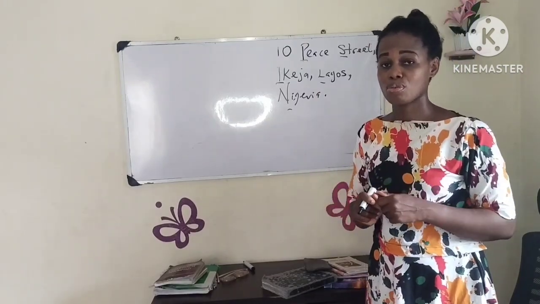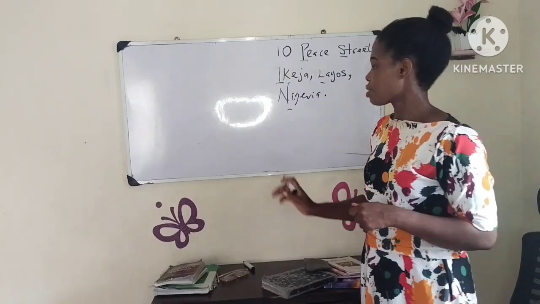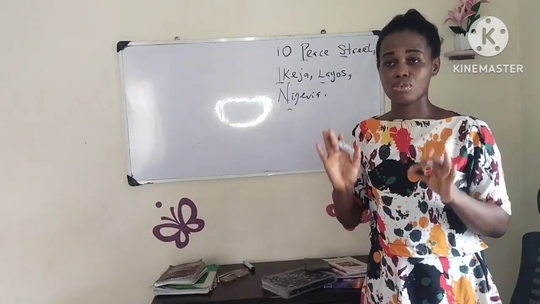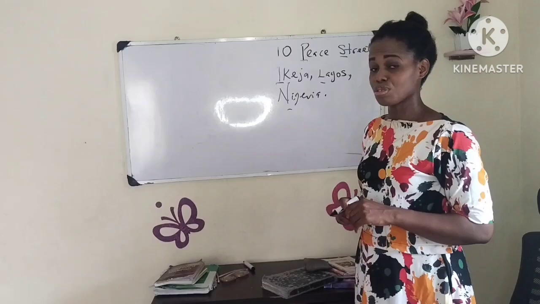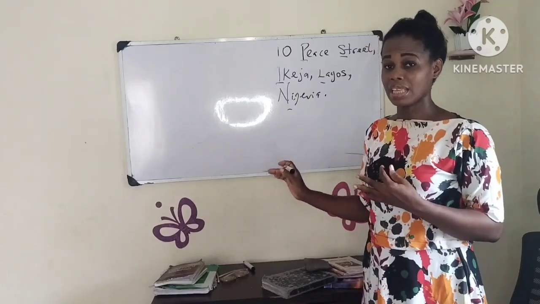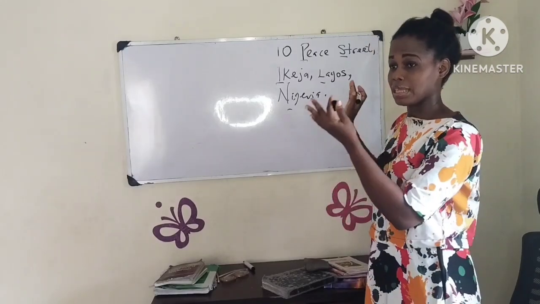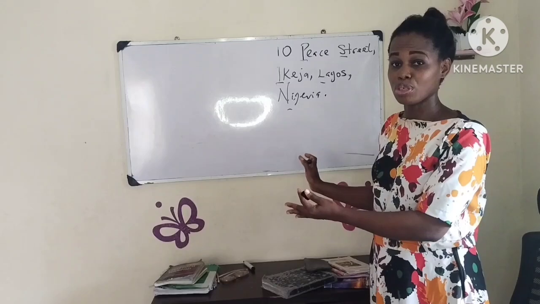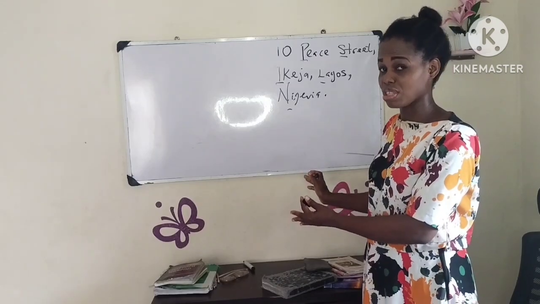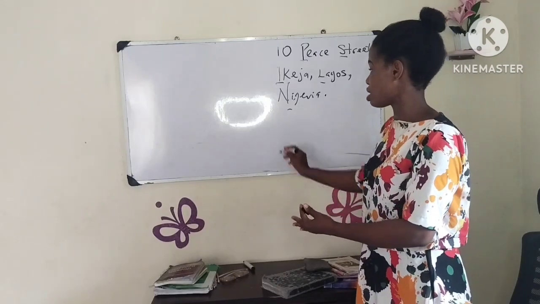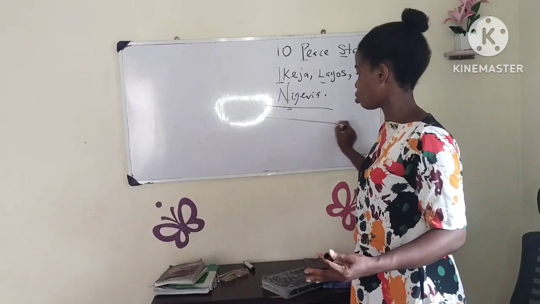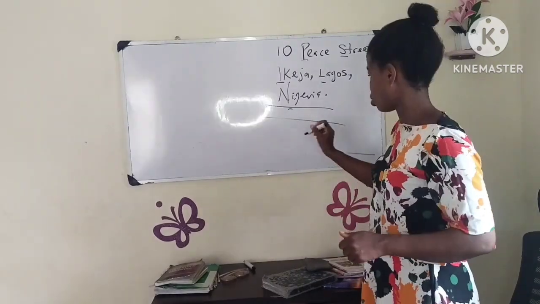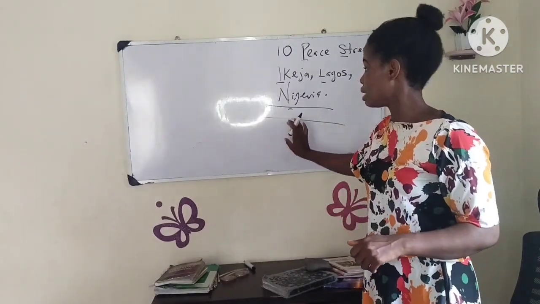What else are you going to write? You're going to write the date. Now, the date, where do you have to write your date? Your date should come under the address, immediately after the address, just on the line below the address. Do not skip any line. Make sure your date comes on the line below the address.